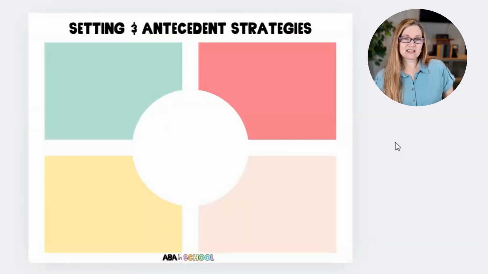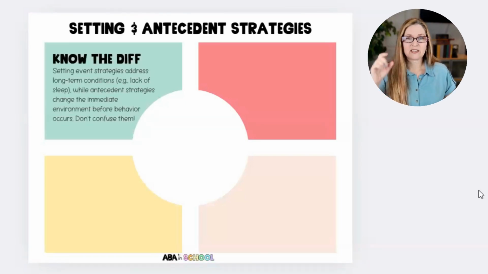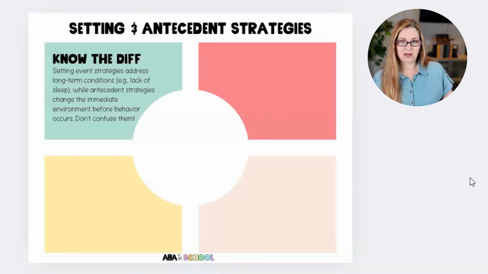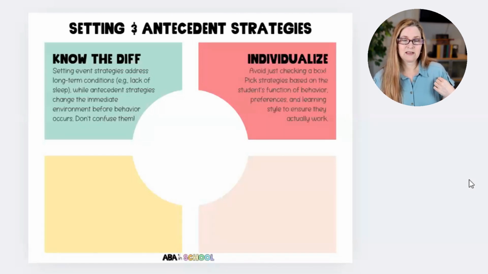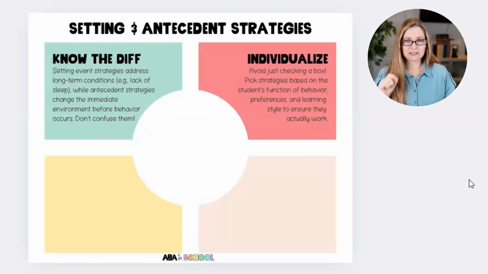Okay, this is the last thing we're going to go over, the last 5 points I thought about. Know the difference between setting event strategies, those long-term conditions that you work on, and antecedent strategies; don't confuse them. When you're creating your behavior plan, have specifically for each one why it's an antecedent and why it's a setting event, because they serve different purposes. And then always individualize. We don't want our behavior plans to be just checked boxes. I've seen a lot of behavior plans with 500 strategies in place. Really think about that specific learner. Is this one strategy actually making a difference for that learner?